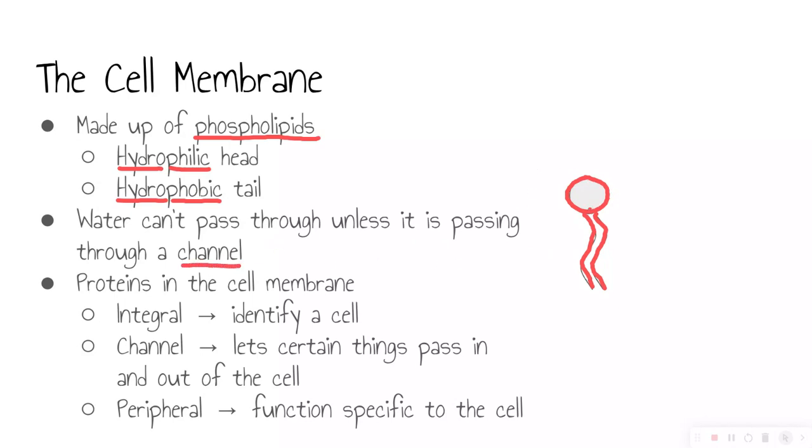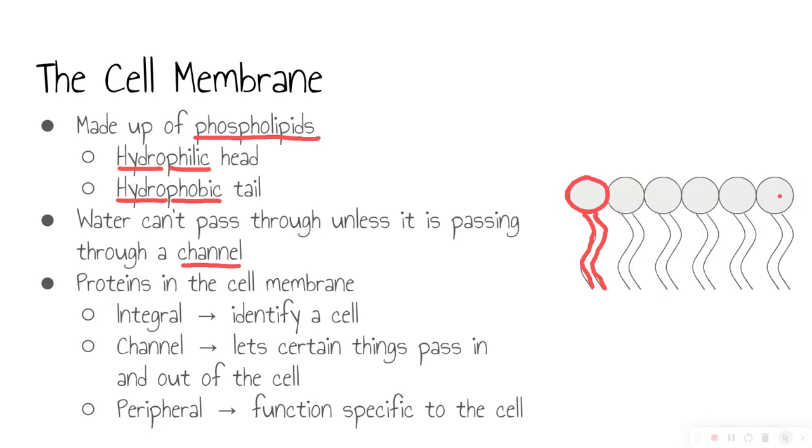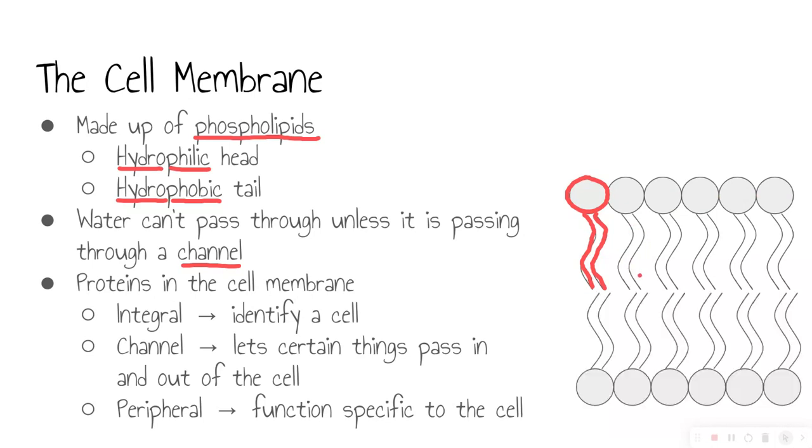So we have this one phospholipid right here, but there's actually a whole row of phospholipids. So these hydrophilic heads, they're all together, and these hydrophobic tails. And then there's another row of phospholipids, and they're pointing in the opposite direction. So these hydrophobic tails are all going to be together. And this is the reason why water can't pass through the membrane. It's because these hydrophobic tails, these tails that don't like water, they don't let water pass through the membrane.